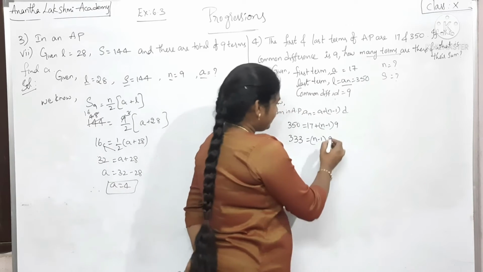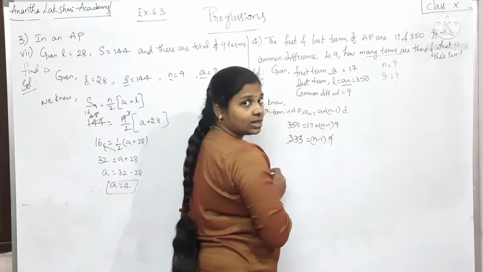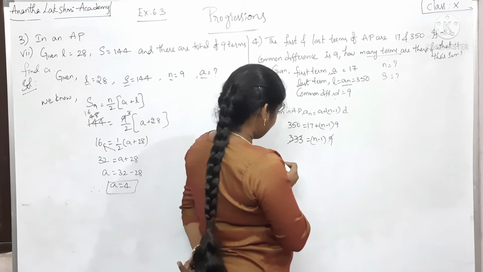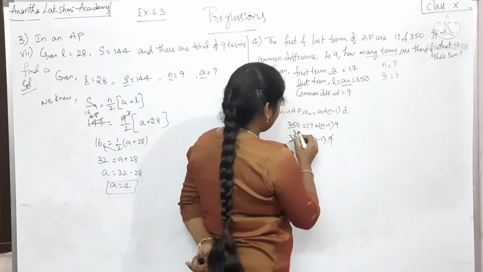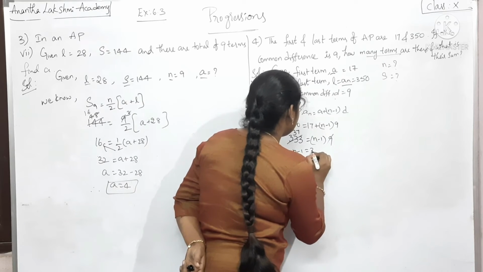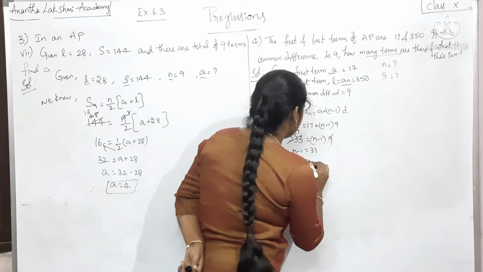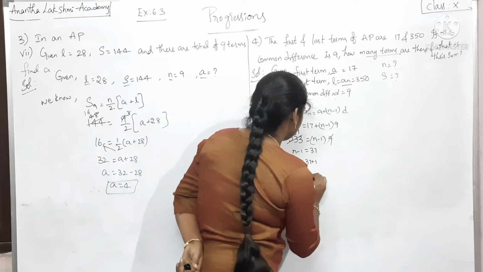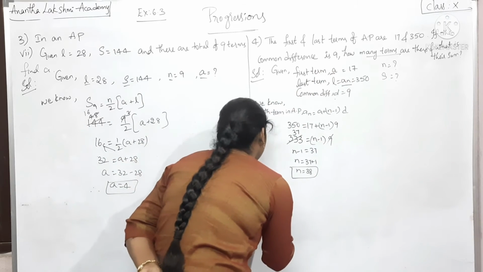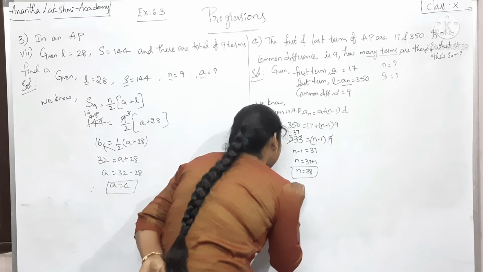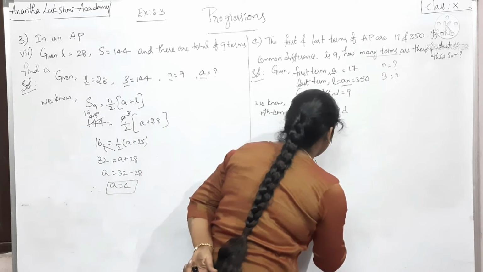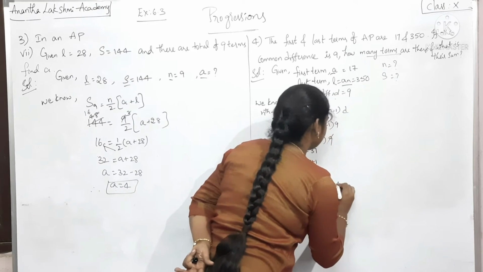In the 9 table, if I am trying to cancel this out, 9 4s are 36, 9 3s are 27, and 9 7s are 63. So n minus 1 is equal to 37, and therefore n is equal to 37 plus 1, which is nothing but 38. So how many terms are there? Therefore, there are 38 terms in the given AP.